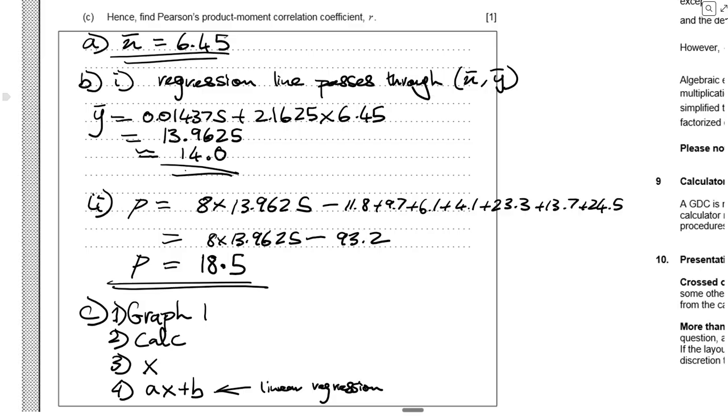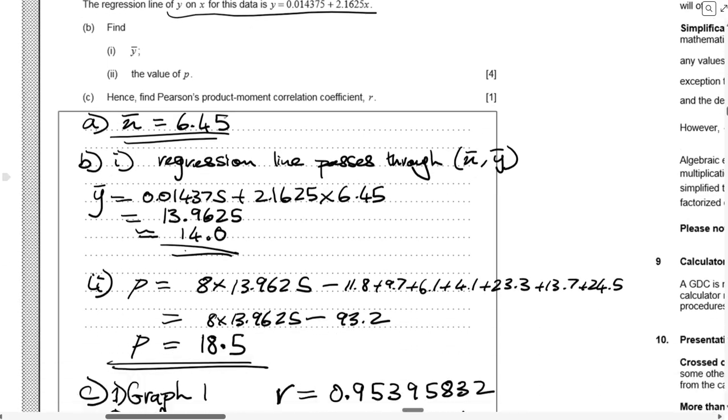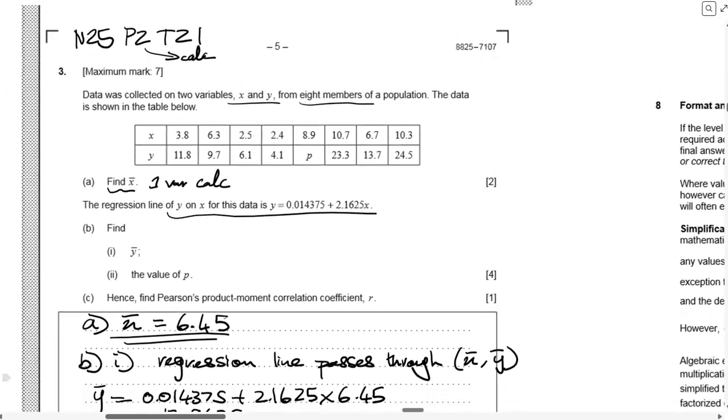And so what I get now is R is equal to, that's why it's 1 mark, it's given to you, you don't need to calculate anything. So R is equal to 0.95395832. Hopefully you get something like this in your calculator, but what we want to do is give that to 3SF, so 0.954, right? 3SF. And so that's perfect. That is how we do question 3.